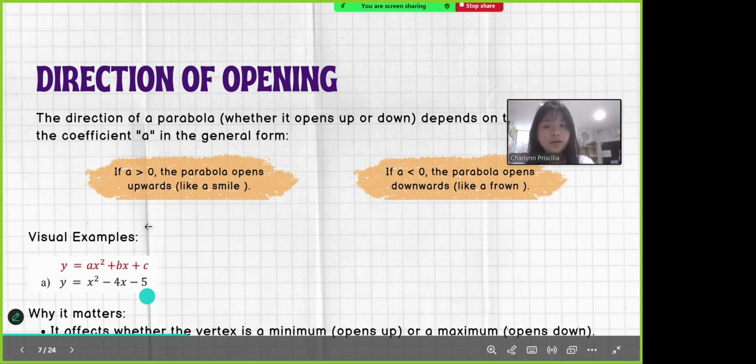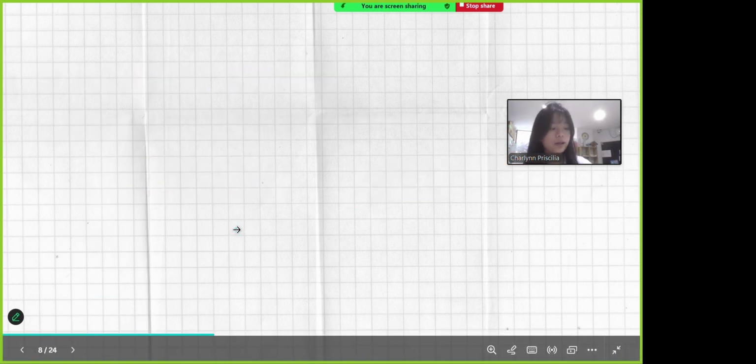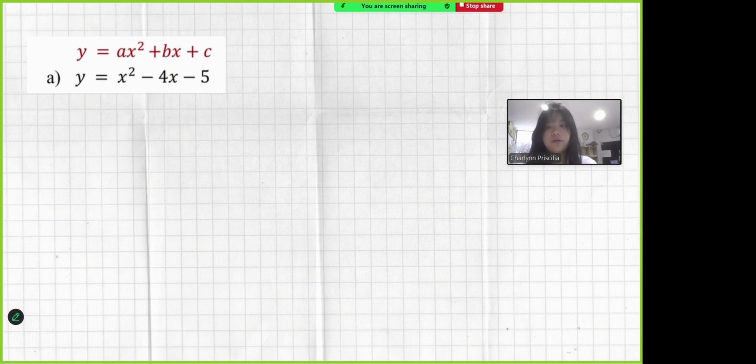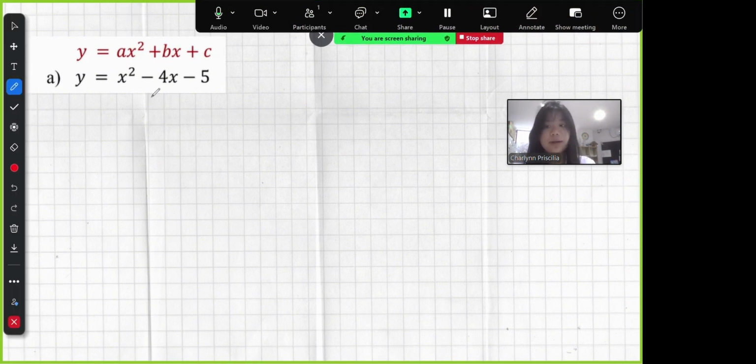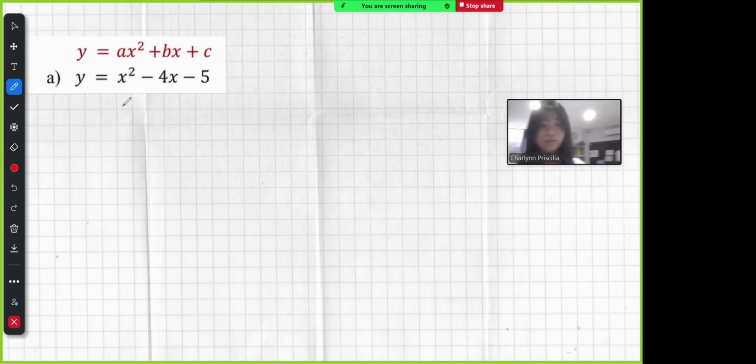As you can see here, I've prepared an example so we can solve it together. First of all, the a is not mentioned, so we will just assume that a is 1 because 1 is easier to calculate. And then, as mentioned here, b is negative 4.